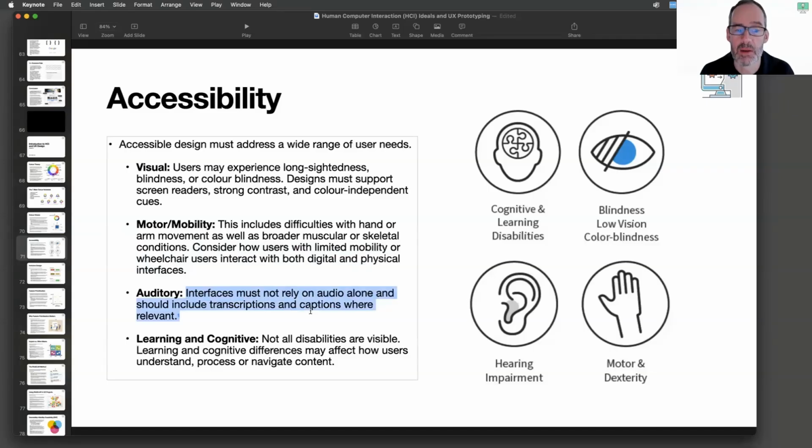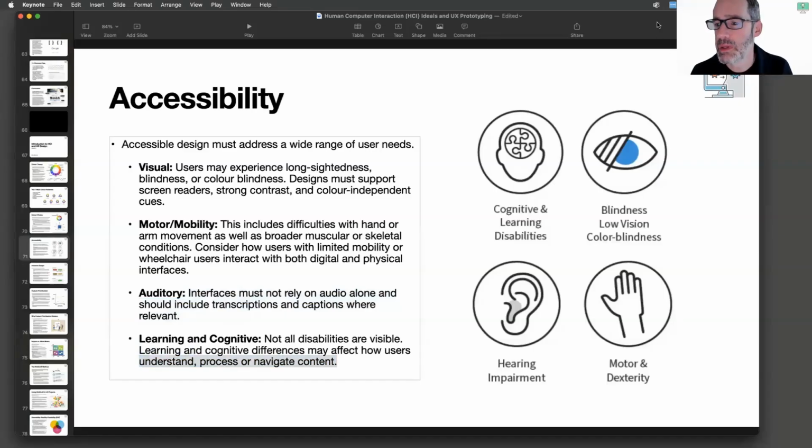And so what I'm talking about are transcriptions and captions and those types of things, because if you have difficulty hearing. And then the last point, learning and cognitive differences, because different people learn different ways and at different speeds, and it might impact how people understand, process, or navigate the content. So if your website was overly complicated, somebody might struggle to use it. But in general, in particular in design, simplicity is good. So really, all these stack up, and again, something for you guys to talk about in your designs.